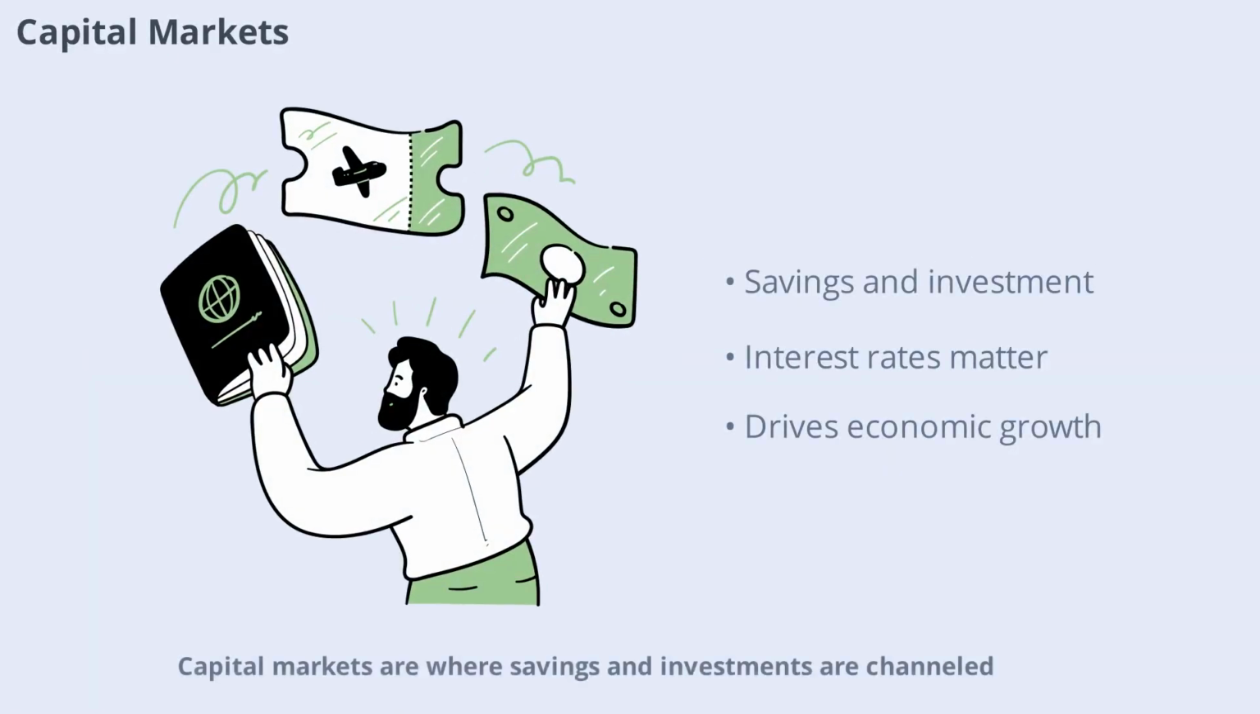Capital markets are where savings and investments are channeled between those who have money and those who need it. These markets include stocks, bonds, and other financial instruments. Microeconomics studies how capital markets allocate resources, set interest rates, and influence business investment. Understanding capital markets is important for analyzing economic growth and financial stability.